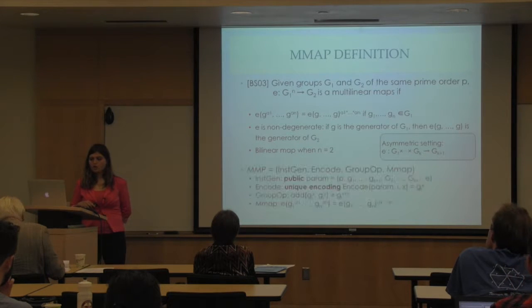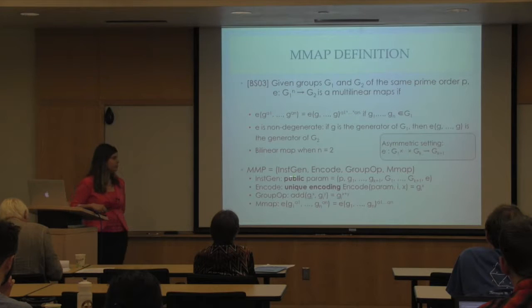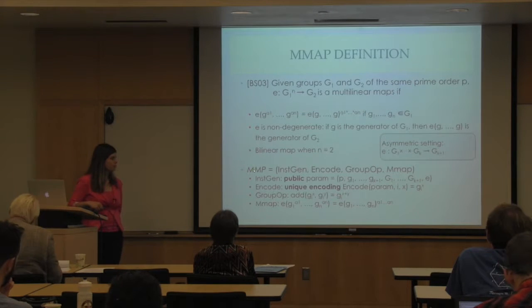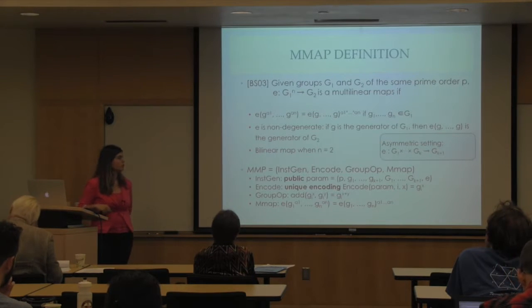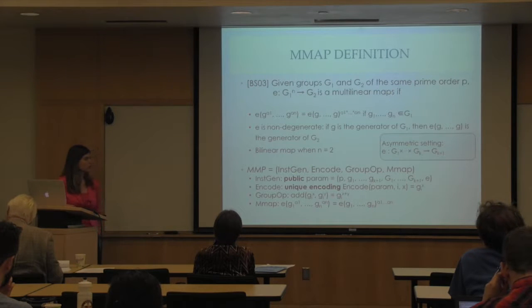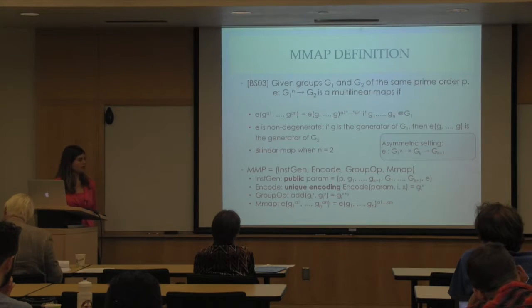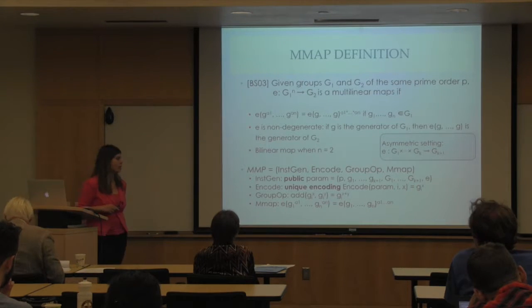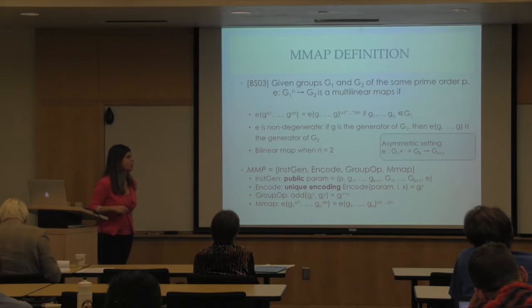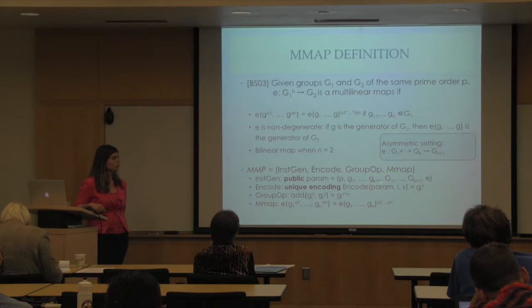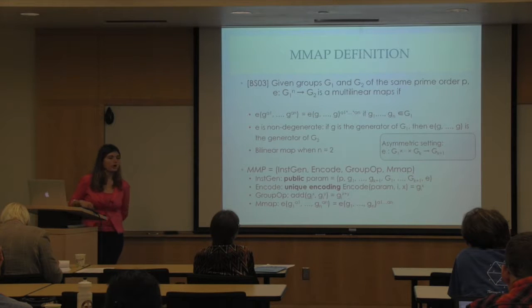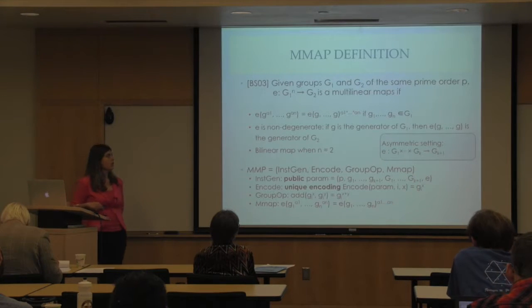So now the multilinear map primitive can be defined with the following algorithms. We will have an instance generation algorithm that basically produces the parameters for our multilinear map system. This would be all the groups, their generators, the size of the groups, as well as the definition of the multilinear map system with the algorithm.